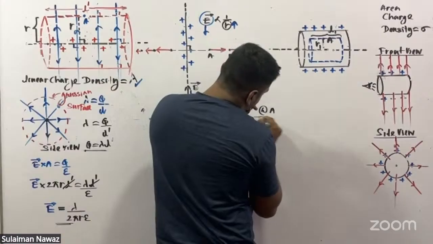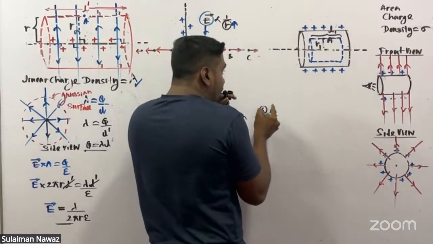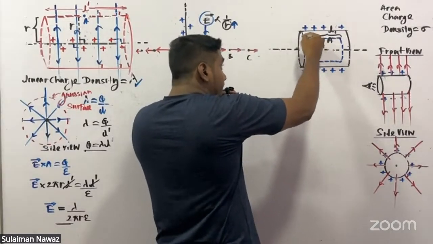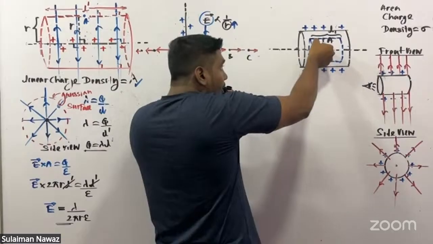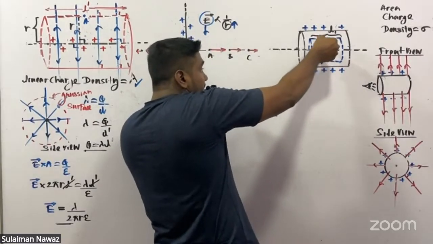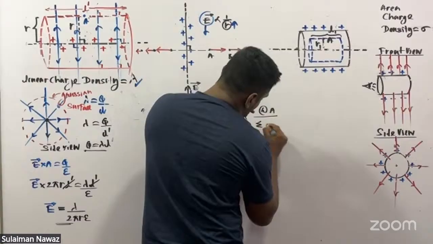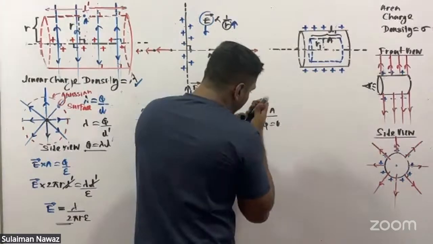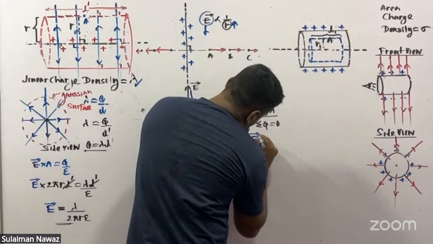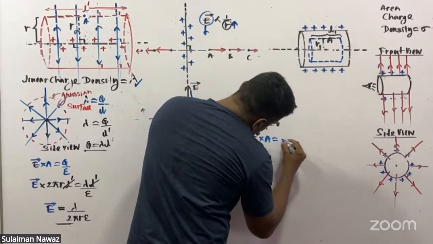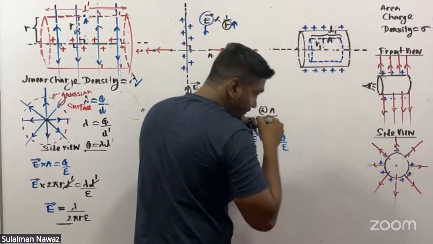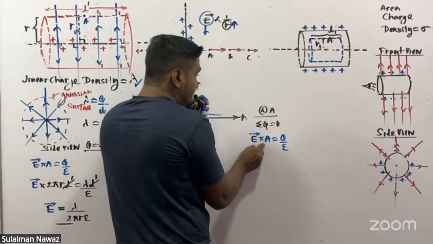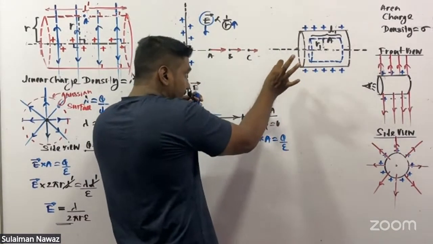At point capital A, find the total charge inside your Gaussian surface. Inside this Gaussian cylinder of radius R1 and length L1, there are no charges, therefore sigma q must be 0. The last step, apply the equation: intensity times area must be equal to q over epsilon. The area is the surface area of the cylindrical Gaussian surface.